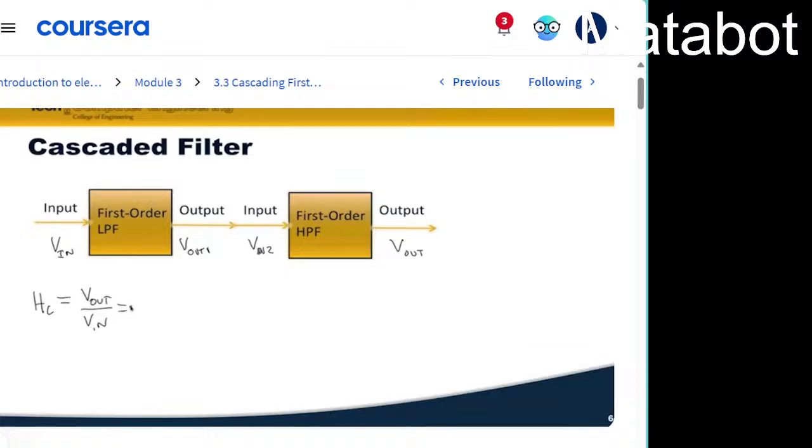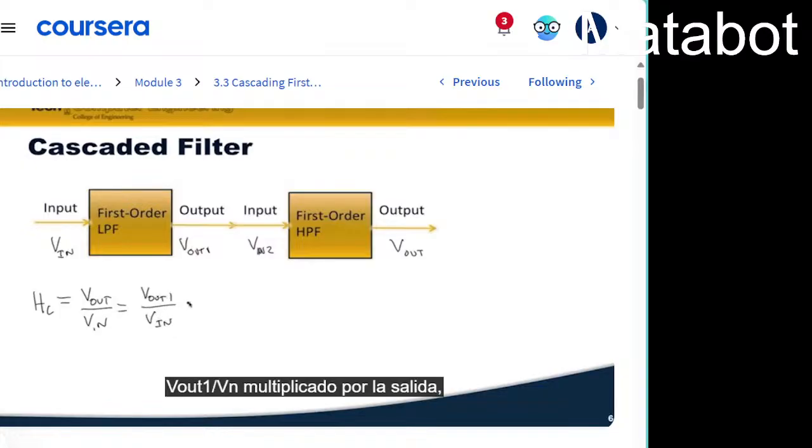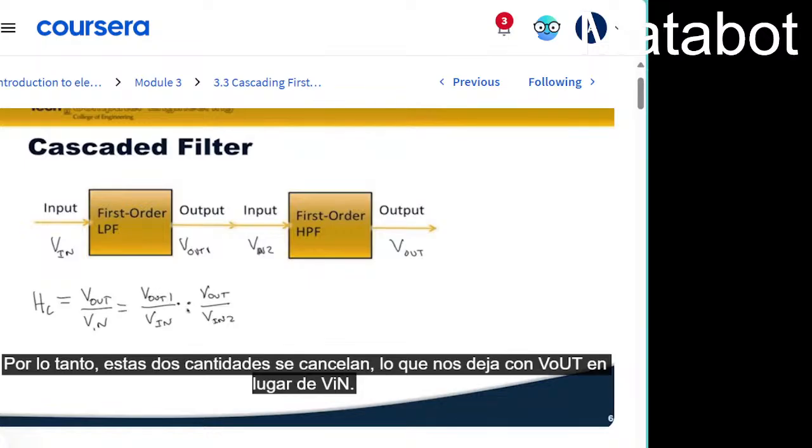And we can write that as V out divided by Vn2 times V out 1 divided by Vn, because due to the cascade topology, V out 1 is equal to Vn2. So these two quantities cancel, leaving us with V out over Vn.